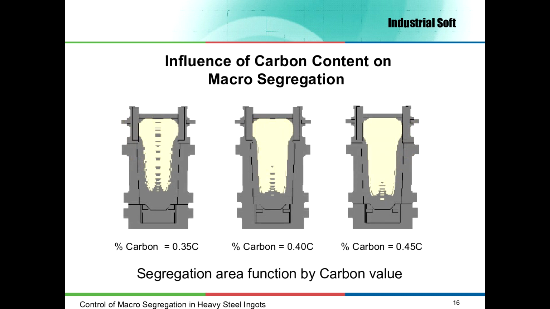In the next 4 slides I will present to you the influence of carbon, sulfur, silicon and molybdenum content on segregation in the 50 tons ingot. To analyze the influence of carbon on segregation, the critical value alpha has been calculated for 0.35, 0.40 and 0.45% of carbon. The results of simulations show that the segregation area size increases with the increase of carbon content. To minimize the segregation area size, a carbon value at the minimum limit provided by the specification is recommended.